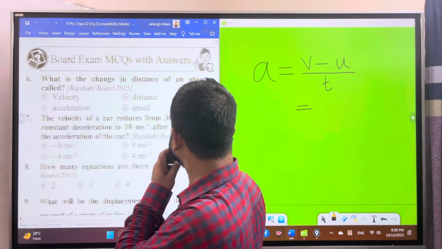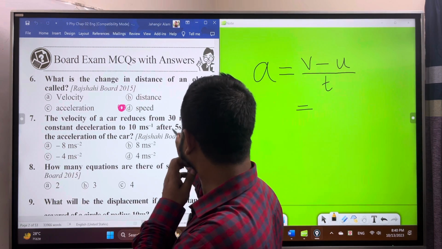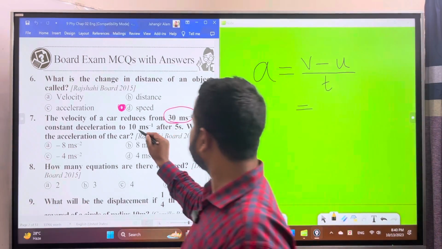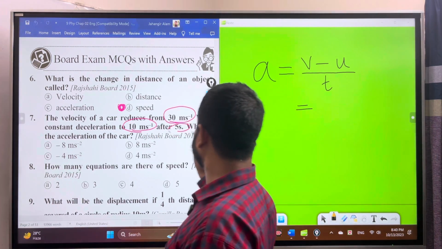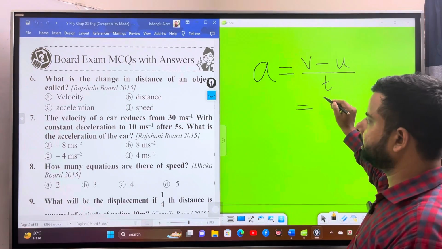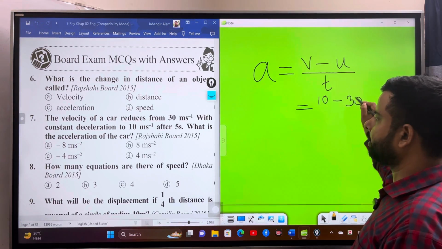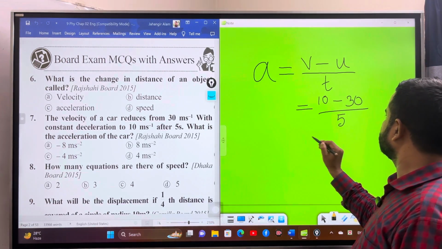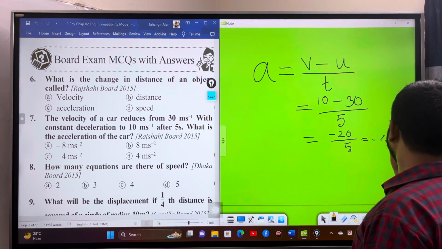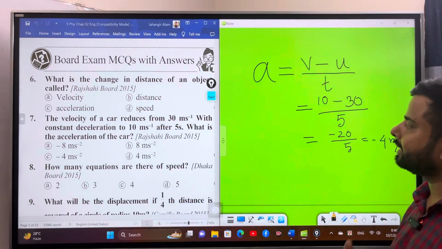Here initial velocity U is 30, final velocity is 10 and time is 5 seconds. So 10 minus 30 divided by 5 seconds, so minus 20 divided by 5, so minus 4 meter per second square. Remember, the unit of acceleration is meter per second square.